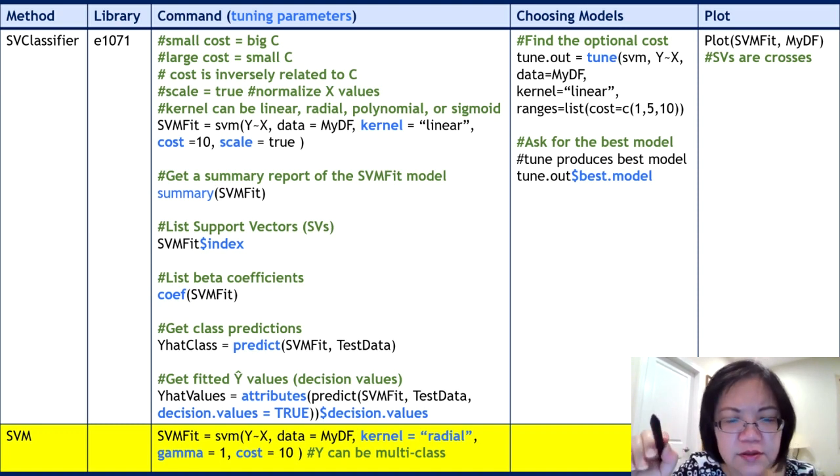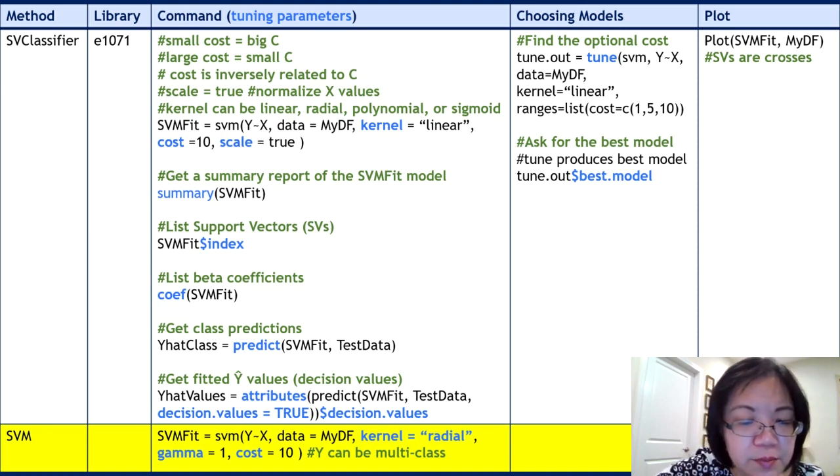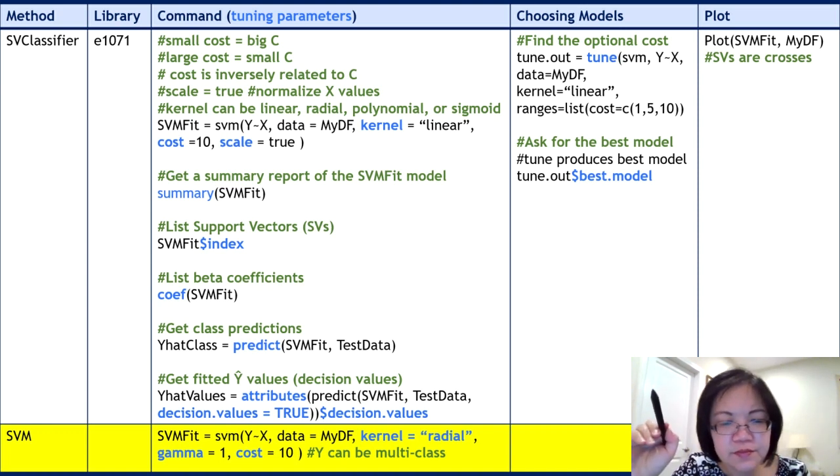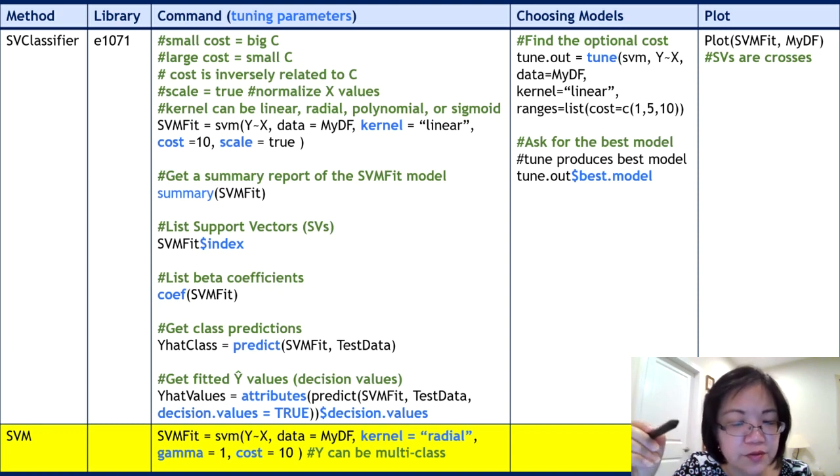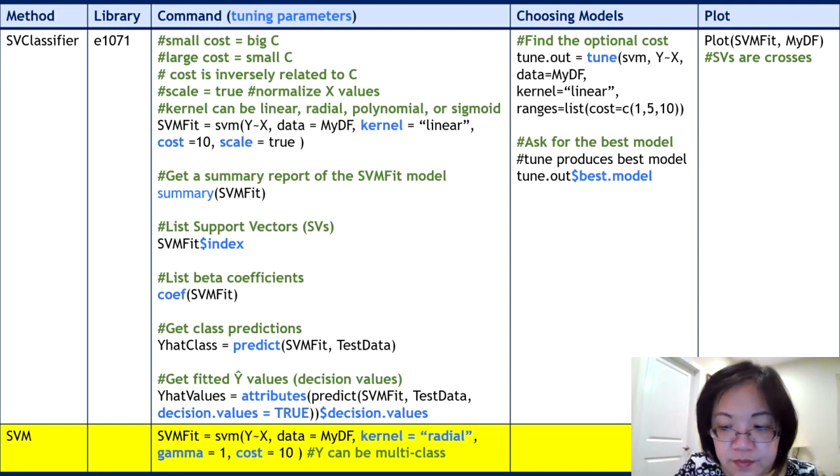In quotation marks. The nice thing about this SVM library is that it does multi-class classification, so Y can be multi-class over here. You don't actually have to do anything. You just have to have a Y. If your Y has, instead of zeros and ones, 1, 2, 3, or even 1, 2, 3, 4, that means you have a multi-class target variable, and this function works just fine with multi-class target variables.